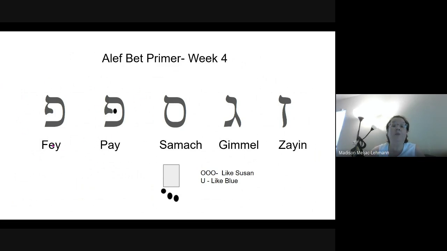So now we have pay and fay. These are a set of look-alike letters. So we talked about how bet and vet are look-alike letters, and pay and fay are look-alike letters. In the next class, we're going to put all the look-alike letters together, show you the differences, and make you aware of the letters that can trip people up. And a lot of times, the only difference is a dot.